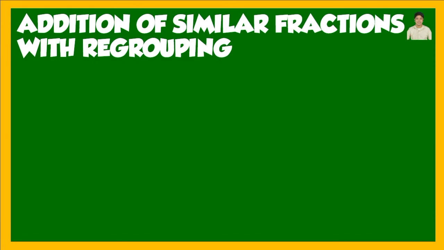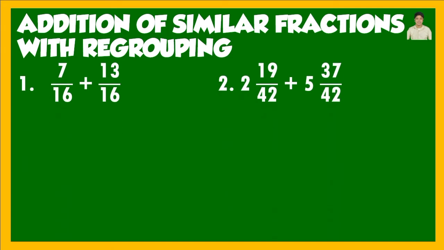So what about addition of similar fractions with regrouping? Okay, so dito natin makikita na kailangan palang i-regroup yung final answer natin. So let's have the following examples. So ayan, 7 over 16 plus 13 over 16. So add lang po natin yung numerator. So 7 plus 13 all over 16. So 7 plus 13, that is 20 over 16.